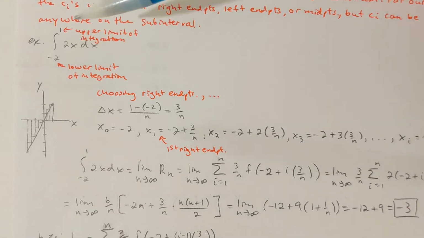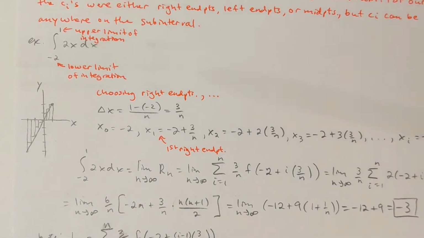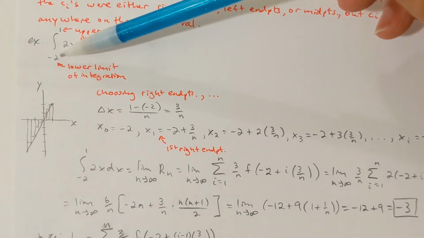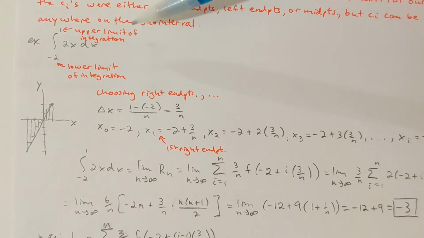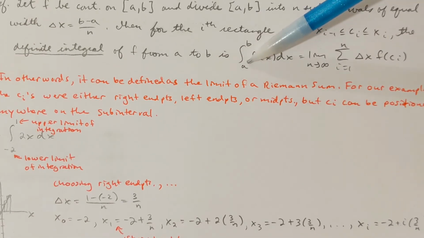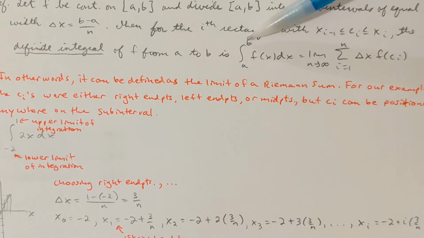Suppose that we want to find the integral going from -2 to 1 of 2x dx. -2 is my lower limit of integration. 1 is my upper limit of integration. Okay, and in general, a is always going to be the smaller number when you compare a and b.